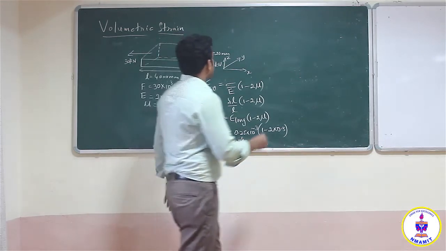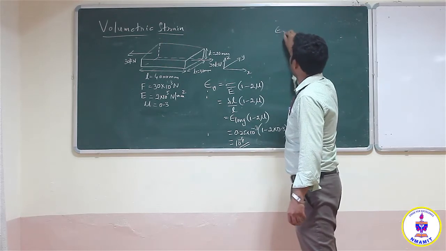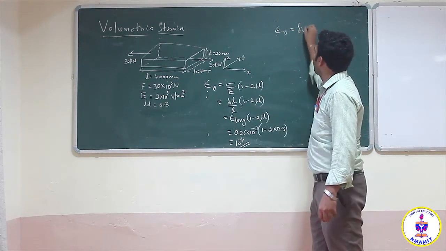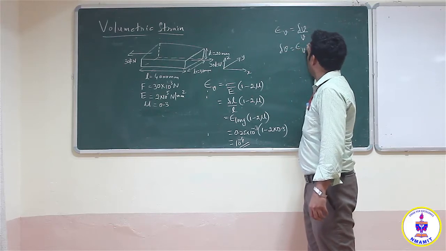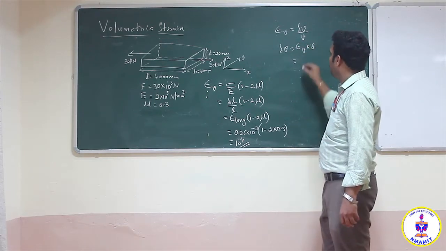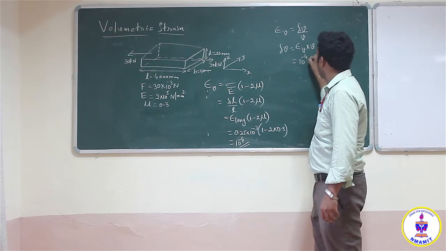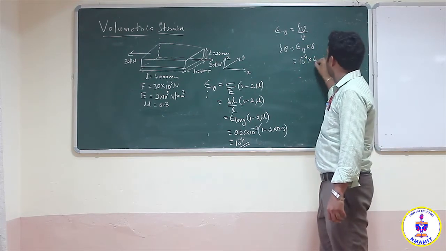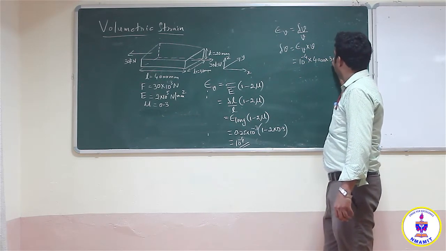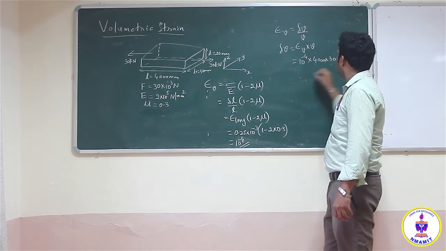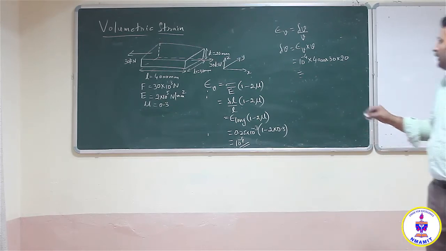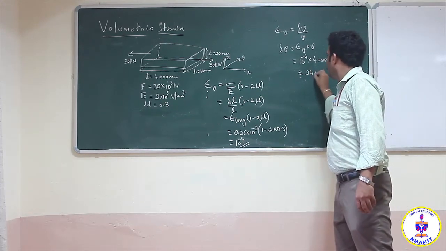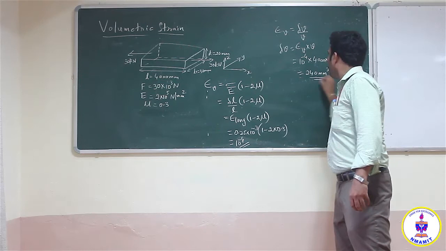So once we know volumetric strain, we can calculate the change in the volume, that is volumetric strain equal to delta V by V, or change in volume is volumetric strain into original volume. Volumetric strain is 10 to the power of minus 4. Volume is length into width into depth. So delta V, it comes out to be approximately 240 millimeter cube.